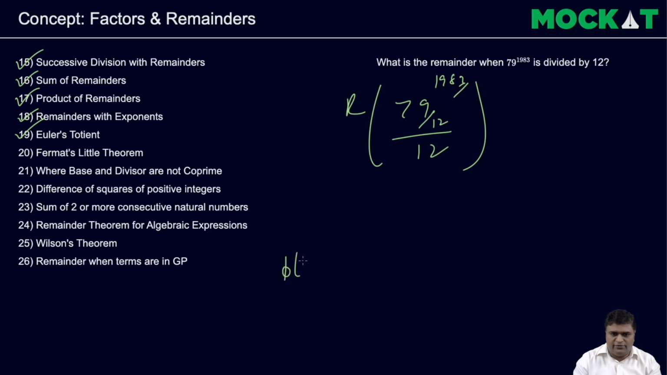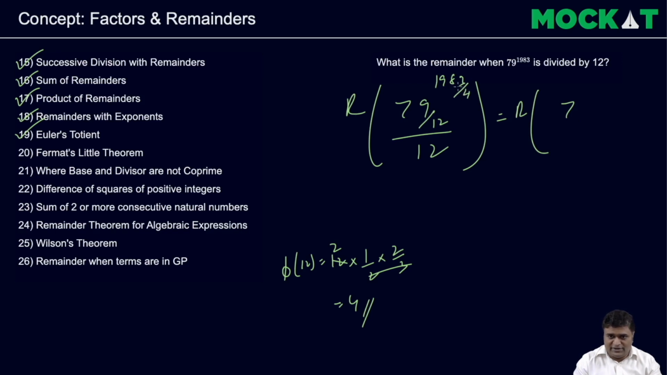So the Euler's Totient of 12 is going to be 12 into, the two prime factors being 2 and 3, 1 minus half, which is half, and 1 minus 1 by 3, which is 2 by 3. 2 into 3 is 6, so you get 2 and you get 4 as the Euler's Totient of 12. Therefore, you can divide this power by 4 and continue to write the remainders, because it's all about the remainders. 79 by 12, 12 sixes are 72, so you get 7. 1983 by 4, you want the remainder.